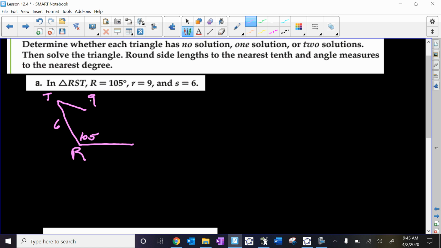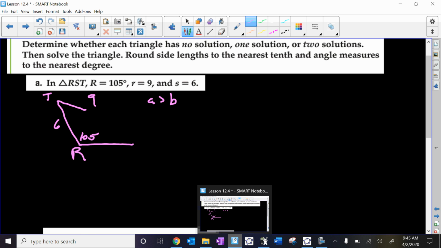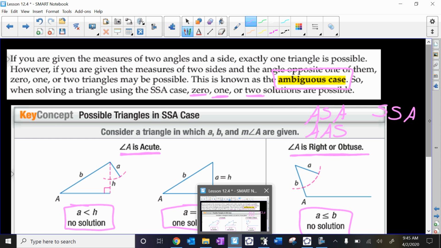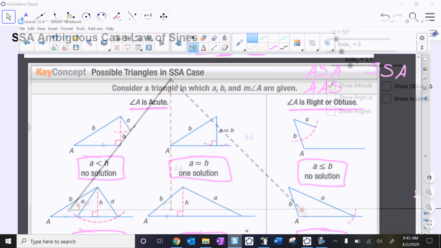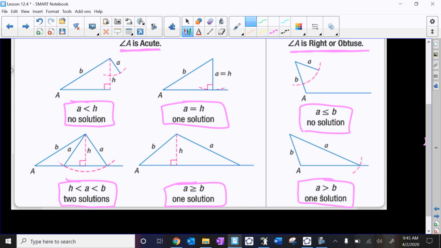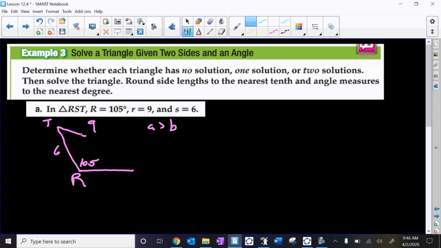Looking at our scenario, this 9 represents A because it's across from our angle measure that we know, and this 6 would be B. So in our case, underneath of an obtuse triangle, we say that A is bigger than B. Going back to my chart, under an obtuse angle, if A is bigger than B, we get one solution. So now I can draw in my triangle all the way. Put S there. And now we can solve our triangle knowing that we have one triangle.